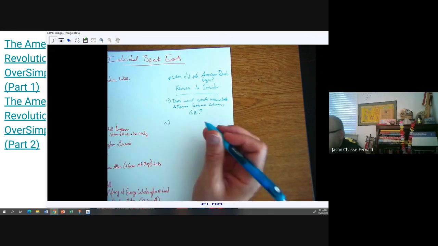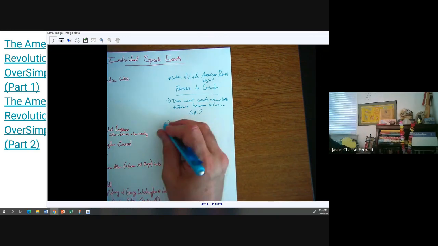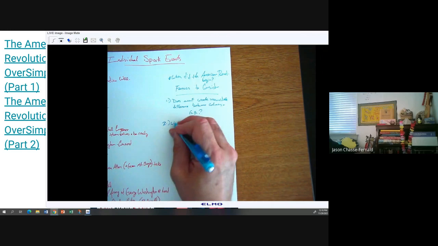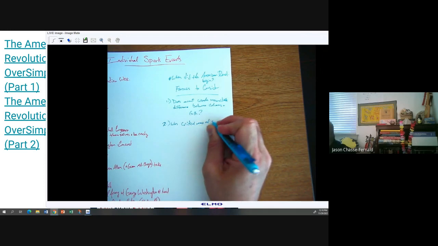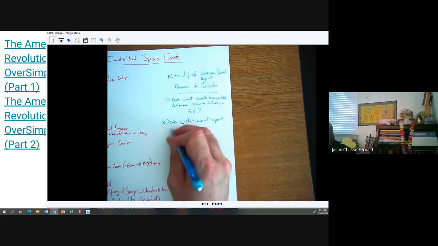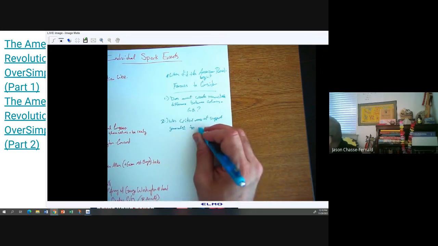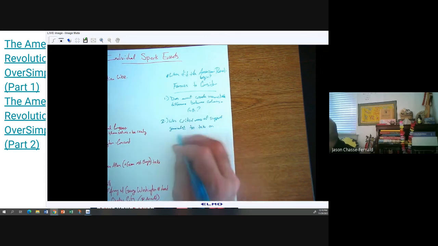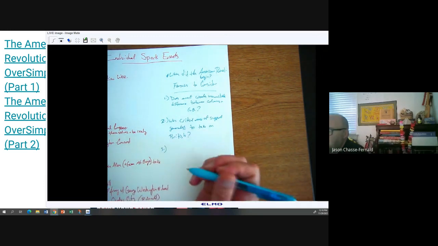All right. Something else to consider is, was there a critical mass of support created by this event in the colonies to take on the British Empire? Right. So was a critical mass of support generated to take on the British? All right. So are we talking about an event that has local implications only, or was there a critical mass, right, that was achieved here as a result?